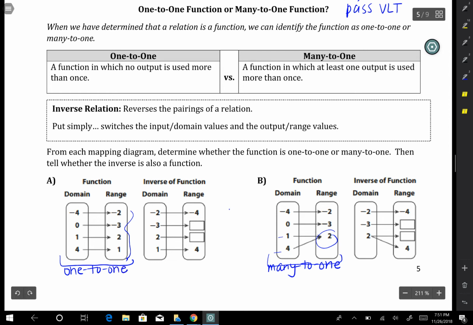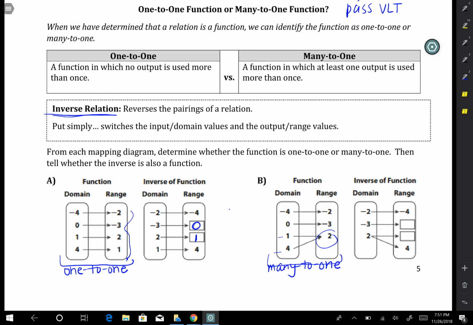The other part of this mapping diagram is the inverse of the function. So I'm going to come back up here. An inverse relation reverses the pairings of a relation. Put simply, it switches the input, the domain values, and the output, the range values. So basically, we're just swapping them. If we look at letter A, (-4, -2) switches to (-2, -4). (0, -3) switches to (-3, 0). (1, 2) switches to (2, 1). And (4, 1) switches to (1, 4).